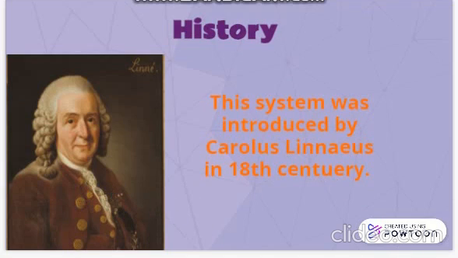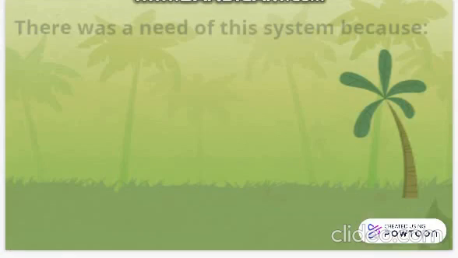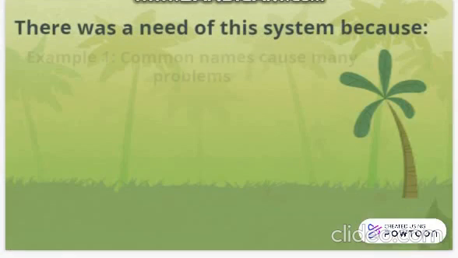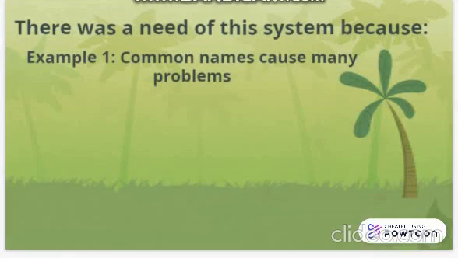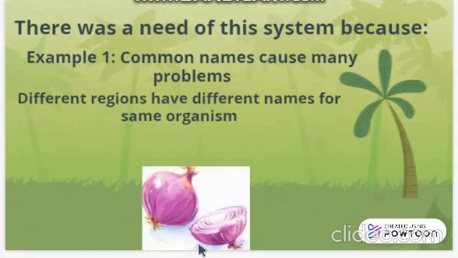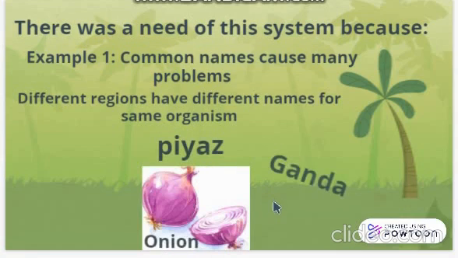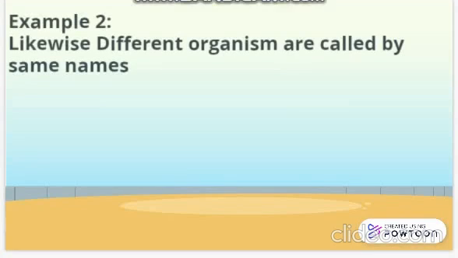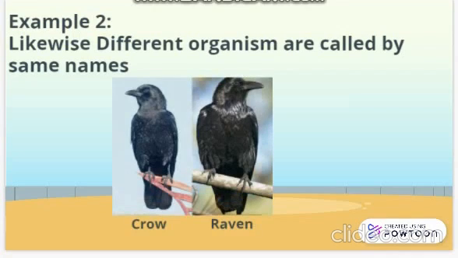Now let's see why there was a need for giving scientific names to living organisms. There was a need for this system because common names caused many problems. For example, different regions have different names for the same organism. Onion in Pakistan is known as pyaz, ganda, basal. In different regions it is called by different names. Likewise, different organisms are called by the same name in different regions. For example, crow and raven are known as blackbird in different regions.